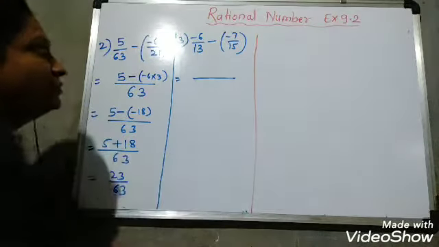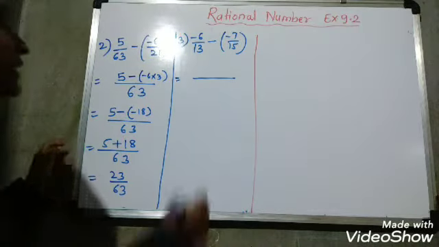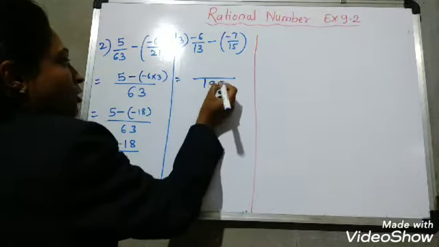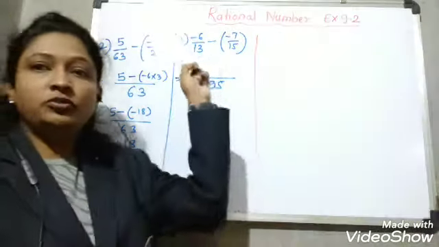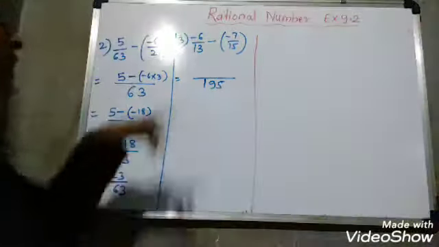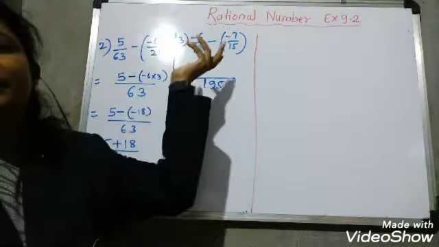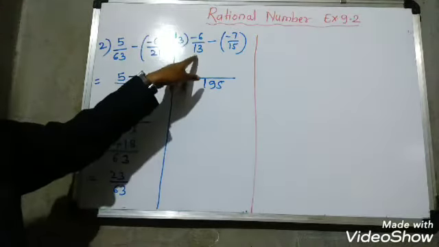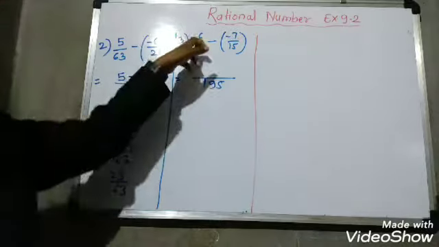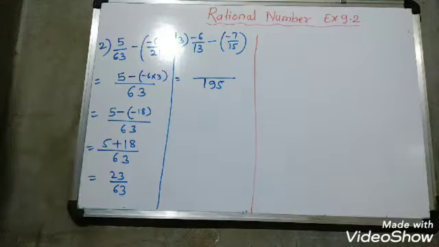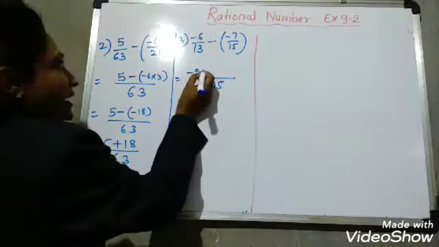Here the LCM of 13 and 15 is 195. So for making 13 into 195, we have to multiply by 15, that is, we only have to do cross multiplication. Okay, so we have to multiply by 15. So 15 sixes are 90, so minus 90.